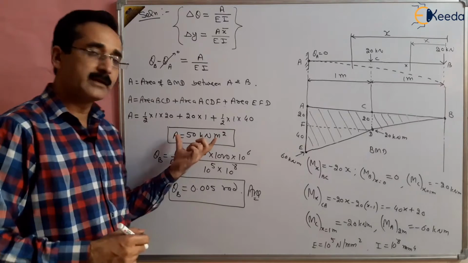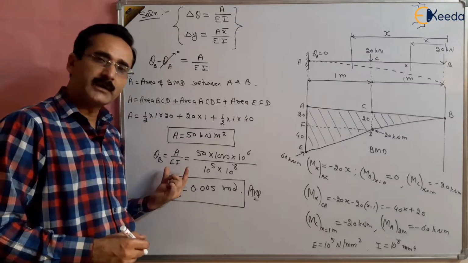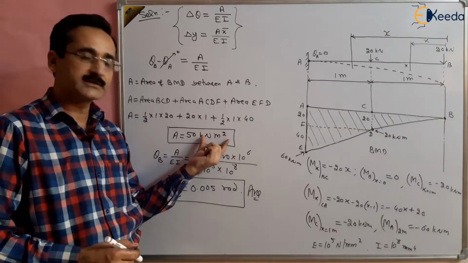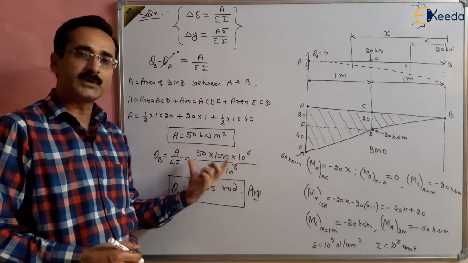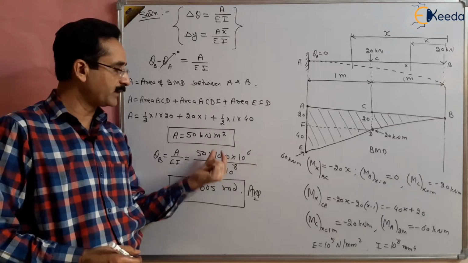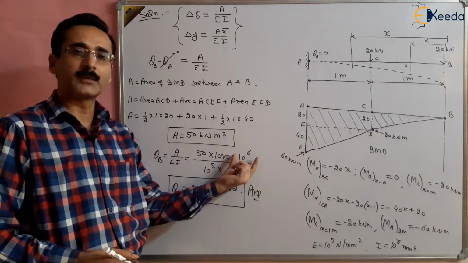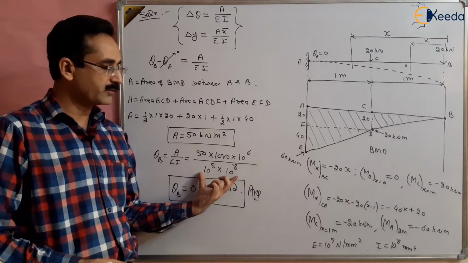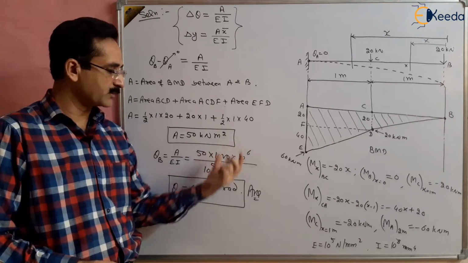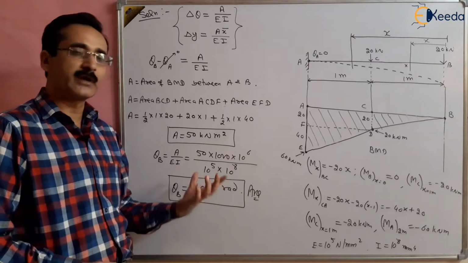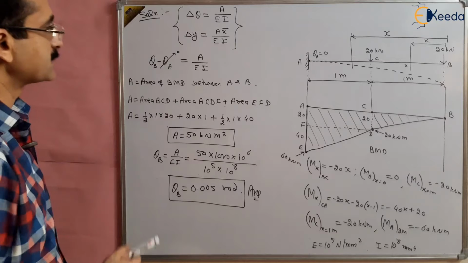So this was the area, and area divided by EI. We have kept the area in Newton millimeter square because we are going to use E and I in millimeters square. So the kilo 1000 we have multiplied, and meter square we have multiplied by 10 power 6 so that it becomes millimeter square. Here also we are getting millimeter square, so millimeter square cancels out, and the answer will be in radians. So this is 0.005 radians. This is one of the answers.